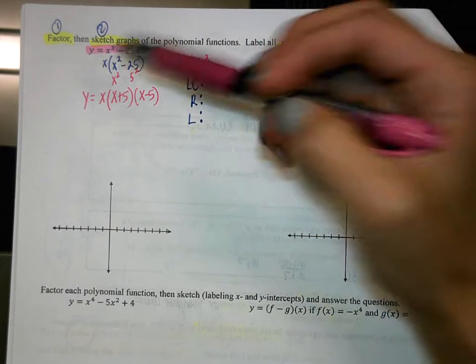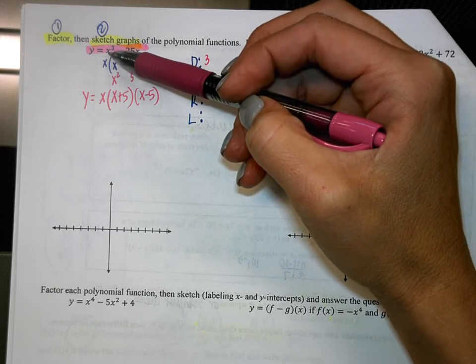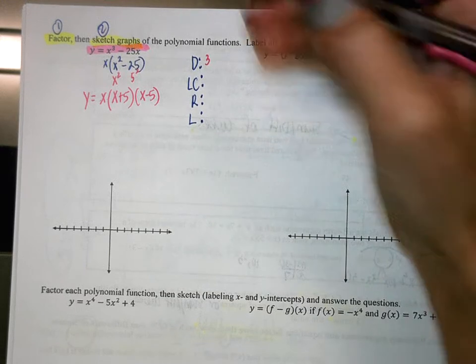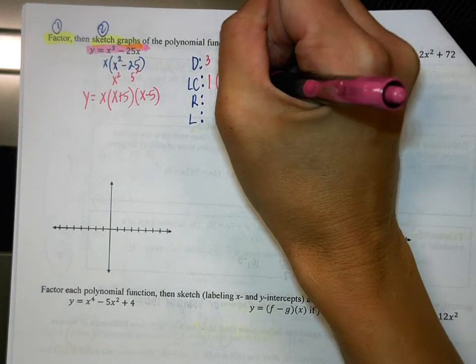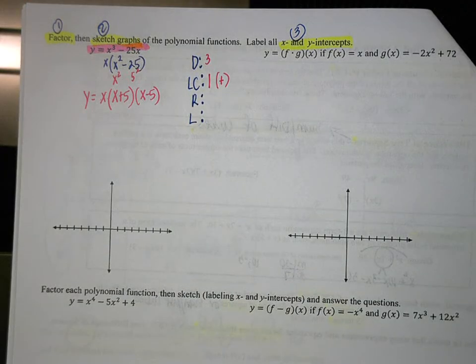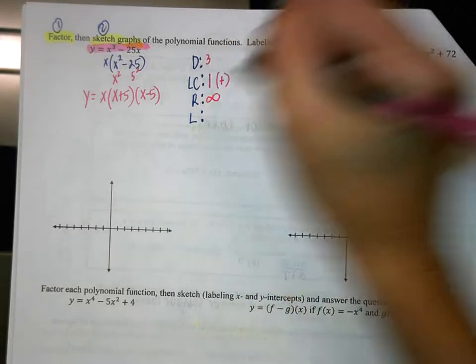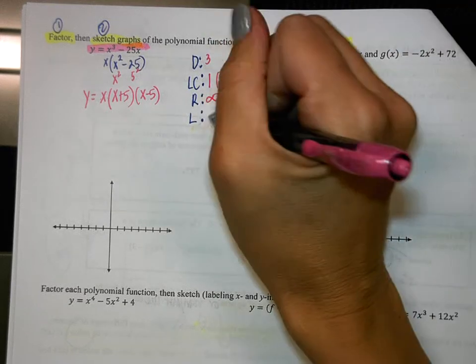Okay, my leading coefficient comes with the variable in front of my highest degreed term. So my leading coefficient on this problem is what? 1, and specifically is that it is positive. Because my leading coefficient is positive, the right end behavior goes to positive infinity. Because the degree is odd, left goes to negative infinity.